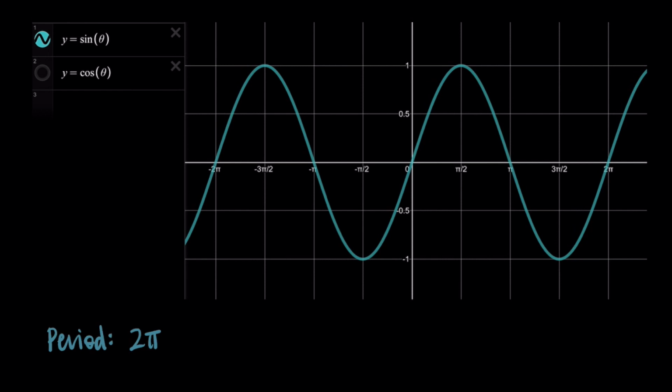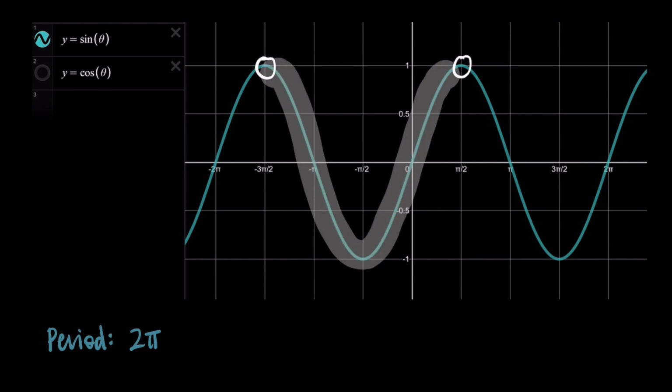You could do a similar thing by looking at different points with the same output. Maybe negative 3 pi over 2 and pi over 2, where both of the outputs are 1. If we look at the distance between these 2 points, that's also 2 pi. So you just need to find 2 points that have the same outputs and see what the distance is between them.